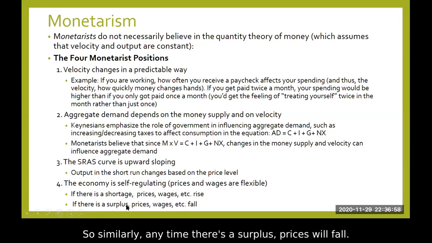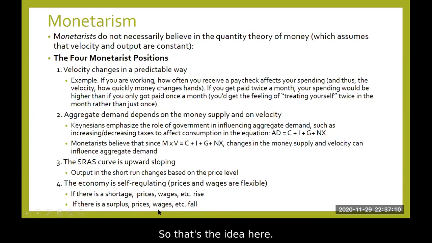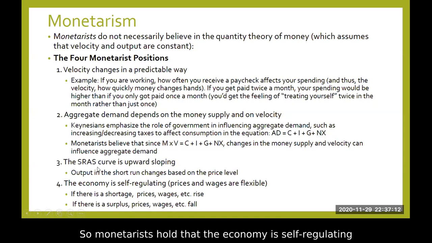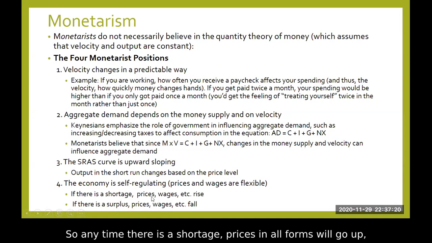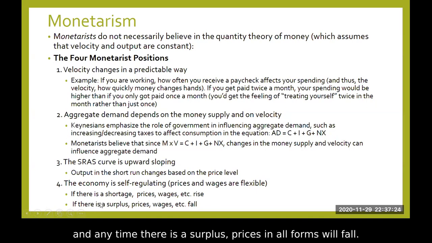So similarly, anytime there's a surplus, prices will fall. So if we have excess inventory, we know that we would have to lower the prices in order to get rid of the surplus. So that's the idea here. So monetarists hold that the economy is self-regulating because they believe that prices and wages are flexible. So anytime there's a shortage, prices in all forms will go up, and anytime there's a surplus, prices in all forms will fall.